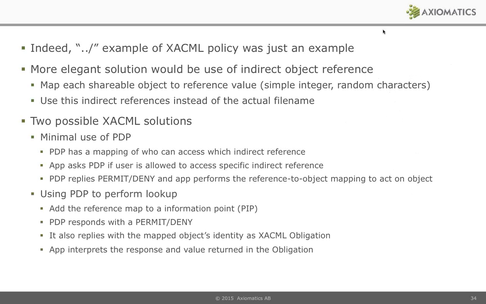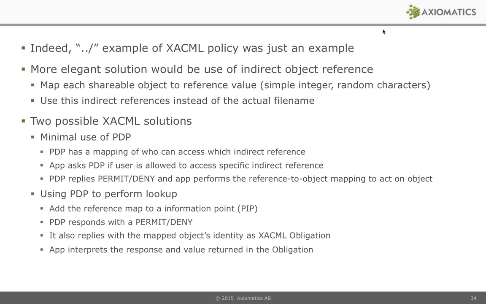The other way of handling the same scenario would be to use the PDP to perform the full lookup. So add the reference map to an information point, the PIP that you saw in the architecture, and when the PDP gets asked whether Larry can access the object of indirect reference 6, it sends a permit or a deny as before, but it can also send the actual mapped object's identity, could be some PDF file name or something, back to the web app. So the web app doesn't have to do that lookup. The PDP itself can send it back as what we call an XACML obligation.